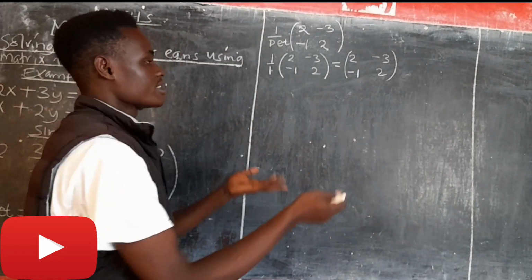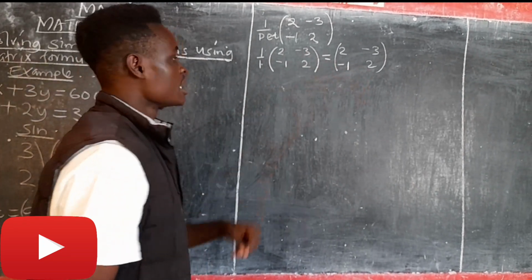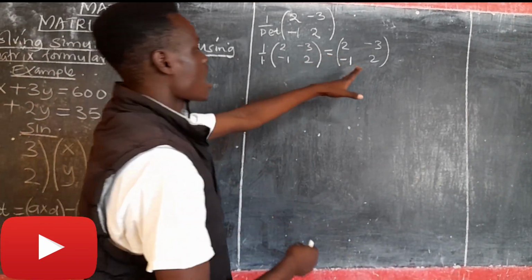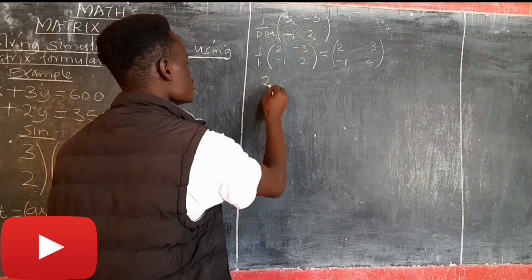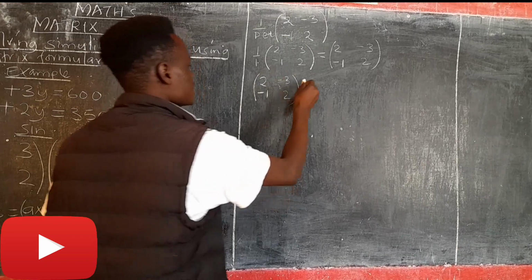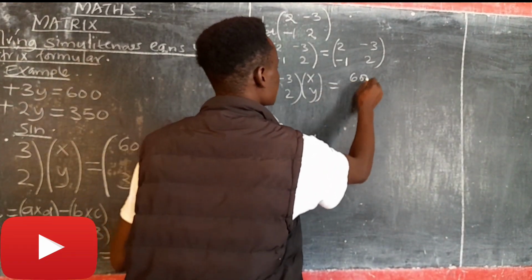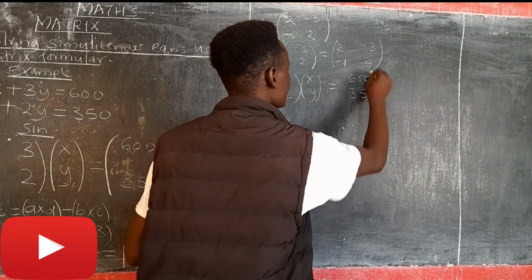So when you multiply everything in the bracket with 1, you are going to remain with the same thing. Now from here, we have gotten our inverse, that is 2, negative 1, negative 3, then 2. Then our unknowns x and y is equivalent to 600 and 350.